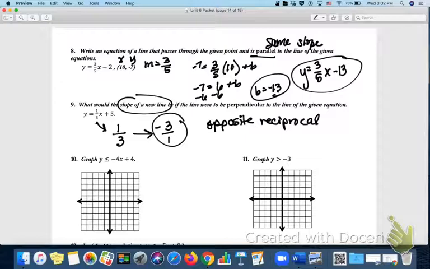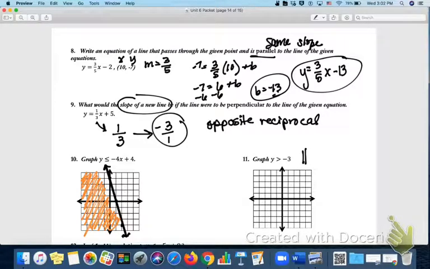Number 10, graph the inequality y is less than or equal to -4x plus 4. My y-intercept is 4. My slope tells me to go down 4, right 1, so you can see the points that I've plotted. Because I have a less than or equal to, I'm going to have a solid line. And then the less than sign tells me to shade below my y-intercept. So I'm going to shade on the left or below that.